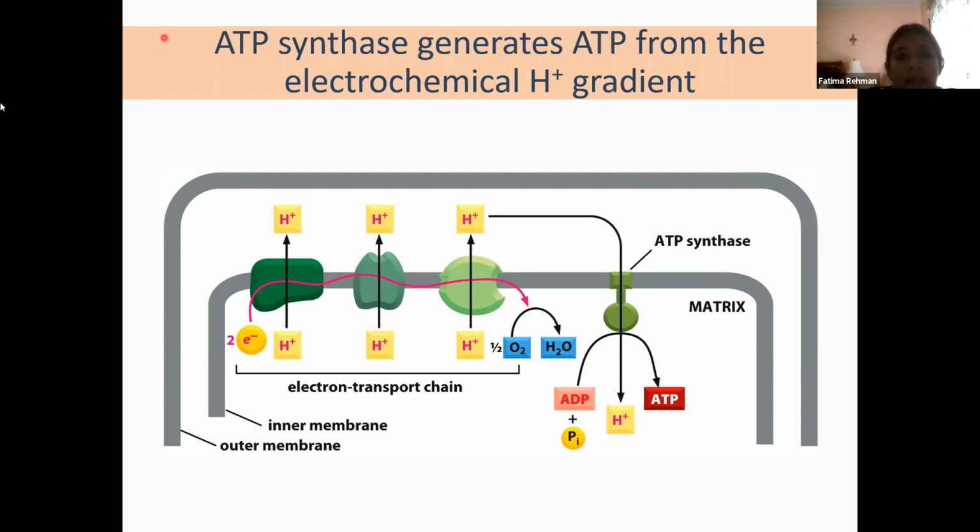Yes, so the complexes are labeled 1 through 4. So 1 and 2 are together in that first NADH dehydrogenase. This one is complex 3 and this one is complex 4. You can refer to them that way if you would like. I'm okay with that as well. But normally I just talk about their functions. So that's what I'm going to be more focused on, what is the function of the first one versus the second one versus the third one.